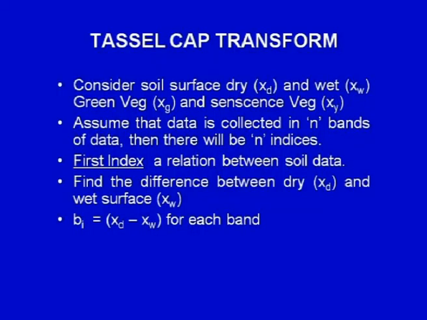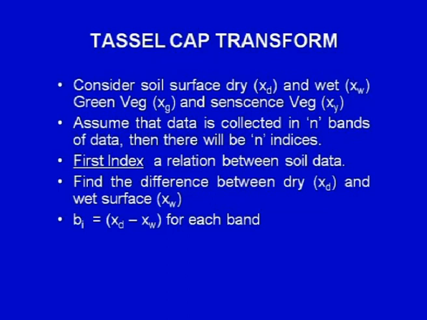So, let us now look at how we formulate the coefficients of the tasseled cap. Since there are three broad features on the earth surface, vegetation, soil and water, let us consider different conditions of soil, water and vegetation. Let us consider pixels of dry soil surface, pixels of wet surface, green vegetation and senescent vegetation, represented as XD, XW, XG and XY respectively. Assume that the data is collected in n bands, thus there will be n indices.